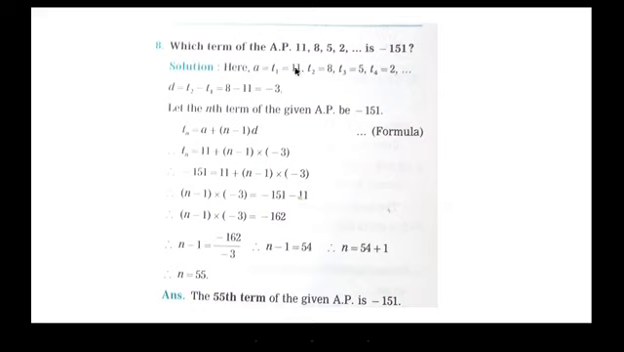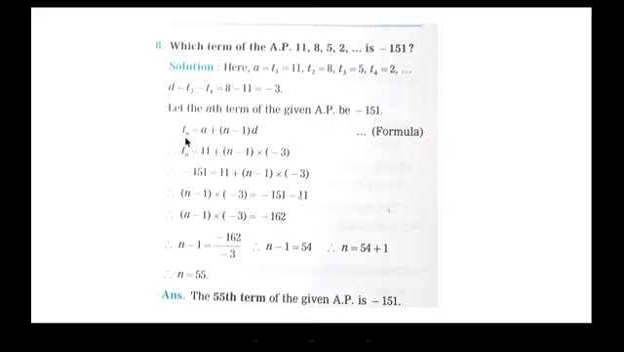Here we need not do it for all the values. We need not calculate D because it is already given that it is AP. That means the difference will be the same everywhere. So since we require the value of D, you just find it from any two values. So now we have to find the nth term. So let the nth term of the given AP be minus 151. We are given the value of Tn, but we don't know which term it is. Okay, so Tn is minus 151.